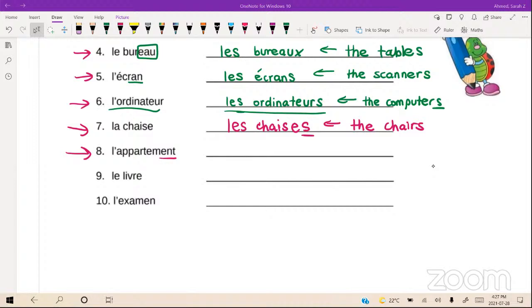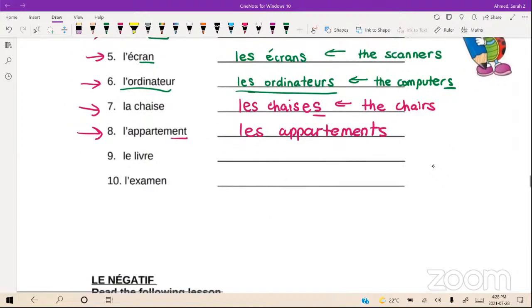Yes, okay. So les appartements. Yeah, so we change the definite article to les. And we write the word as is with an S at the end. So appartements, we add an S. Very good. Okay, and I think this means the apartment.